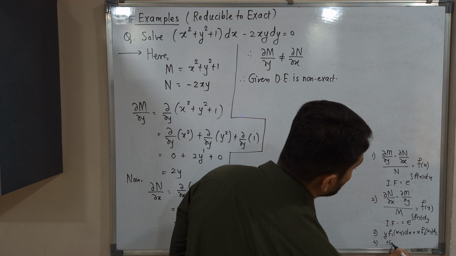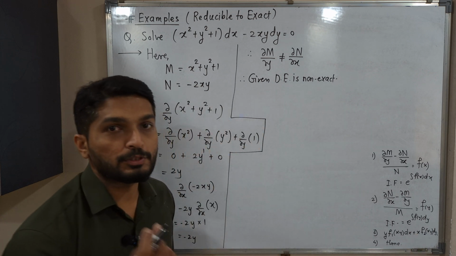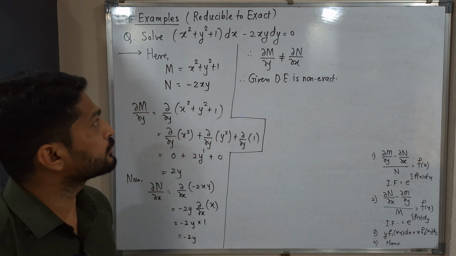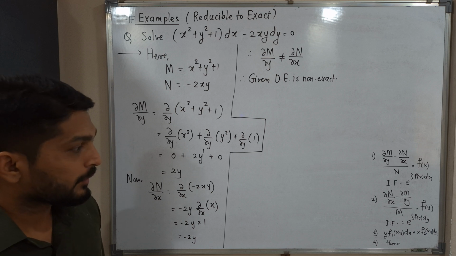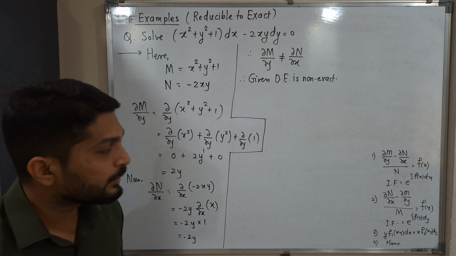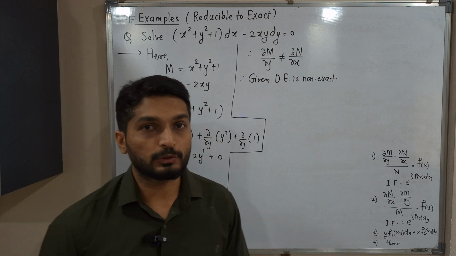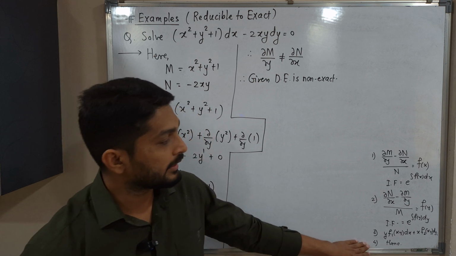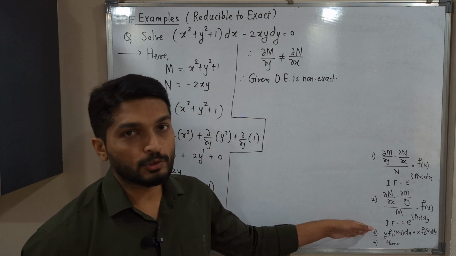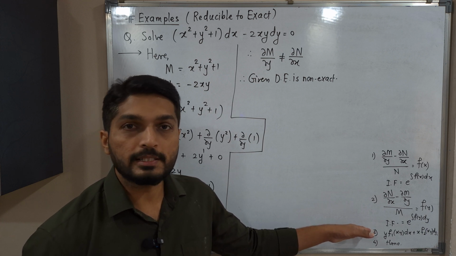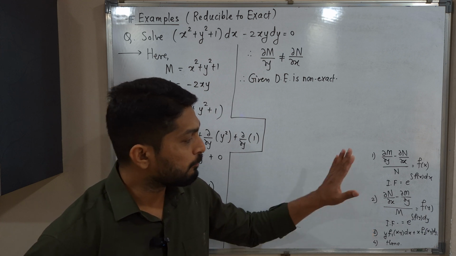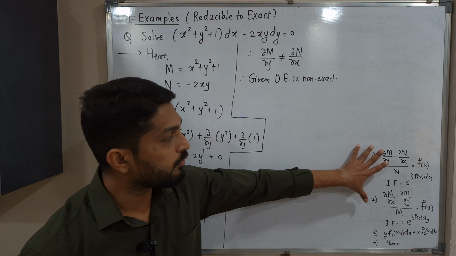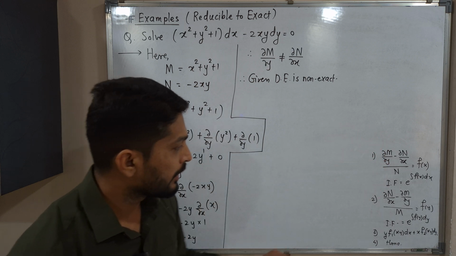The function must be homogeneous, that means the degree must be the same, getting? The function must be homogeneous. So generally what we do, we start with the last rule. It's quite easy to check whether it is applicable or not. Otherwise we go for the third rule. It is also quite simple to check whether it is applicable or not. If both rules fail, then only we go for the first and second rule, right?